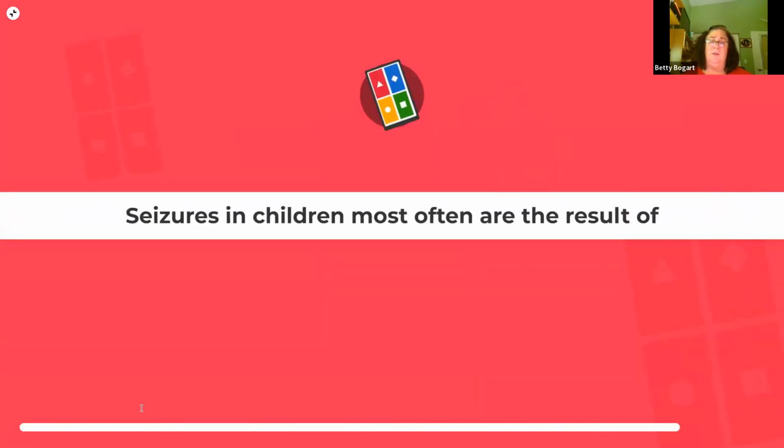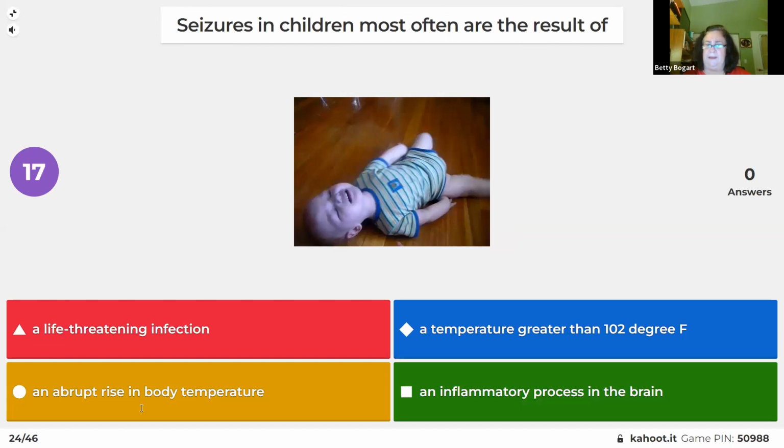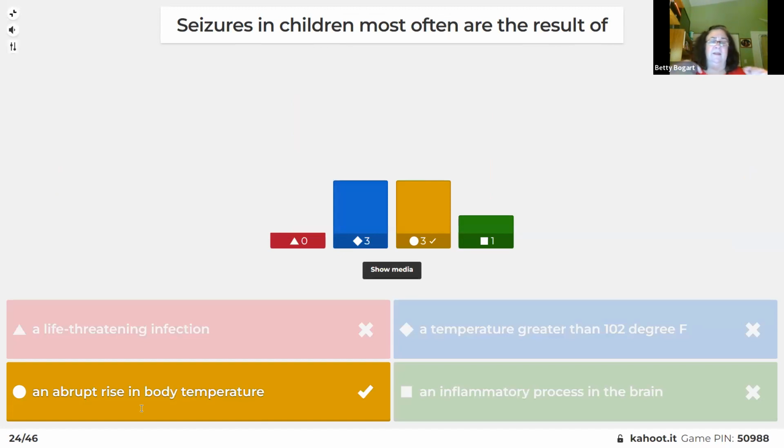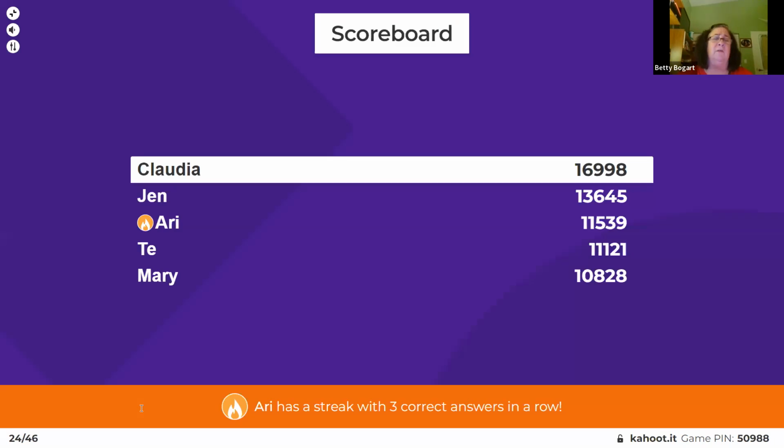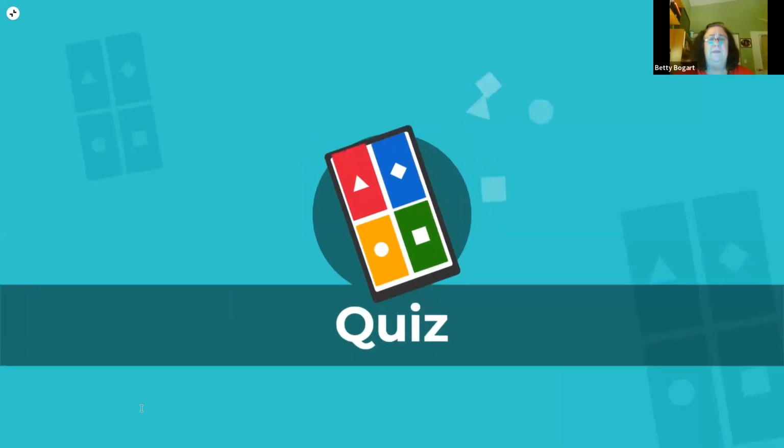Seizures in children most often are the result of what? And that is the abrupt rise in body temperature. Most common seizures are febrile seizures. Again, 6 months to about 6 years old, they grow out of them. As nurses, we're going to protect them. We're going to turn them to the side. We're going to pad the side rails. We're going to make sure their airway is open and have suction available.